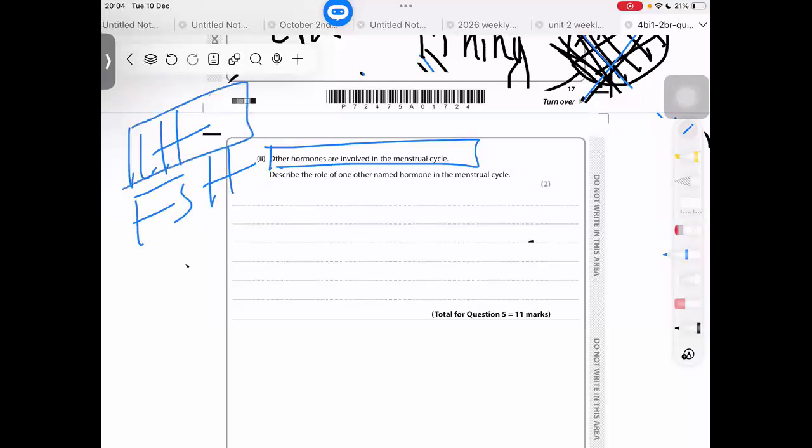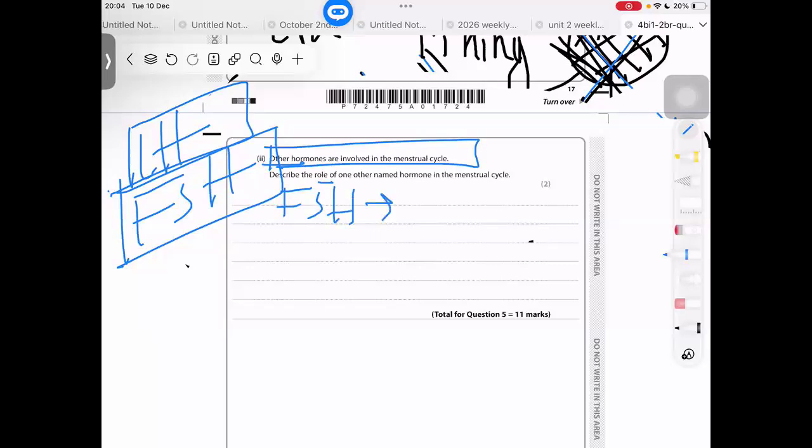Luteinizing hormone is there and follicle stimulating hormone is there. These are the other hormones which regulate the menstrual cycle. So you have to mention one hormone, and describe the role of one of those hormones as well. If you take FSH, the follicle stimulating hormone, what does it do?